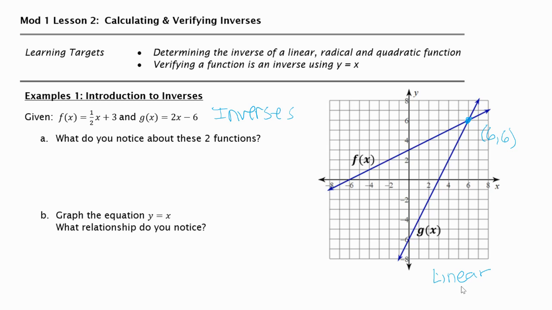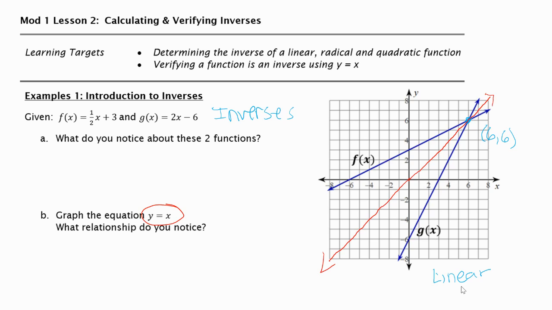Where you can really see what it means graphically for them to be inverses is if you were to graph the line y equals x. y equals x is a line with a slope of 1 and a y-intercept of 0. If we were to graph that line y equals x, we would see a little bit more of a relationship between these two lines.